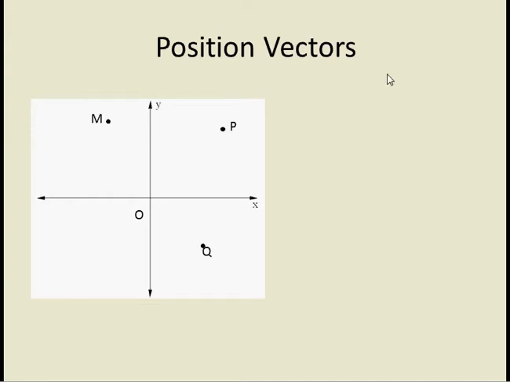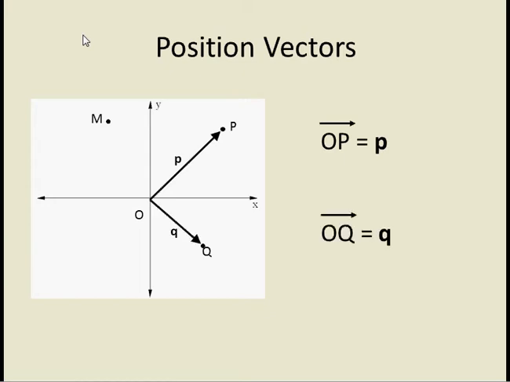Okay, here's a plane, and we've got 4 points there. We've got the origin, and then P, Q, and M. Position vector OP, we can designate it small p. OQ is called small q. OM is called small m. All the position vectors start with O because they're coming from the origin.